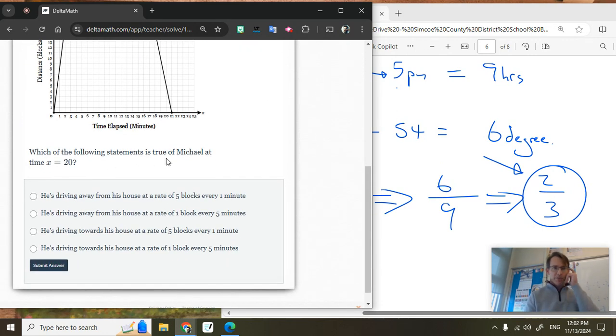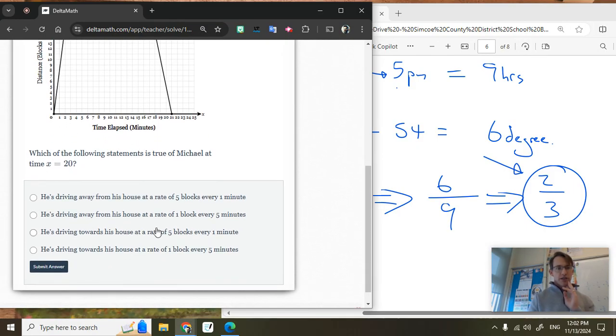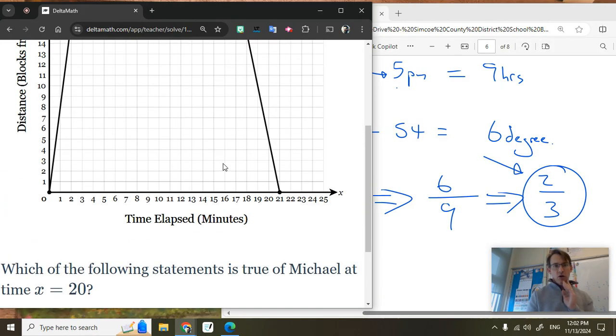Which of the following statements is true of Michael at time x is equal to 20? All right, at x is equal to 20, we have it's up there. All right, so that's cool. And he was 5 blocks away from home. So he's driving towards his house at a rate of 5 blocks every 1 minute. That's true, okay? And we can see that in here. Watch. 1 minute will go by from here to here, and he changes position by 5 blocks. So very good. He's going to get home in 1 minute, and that's going to be true.